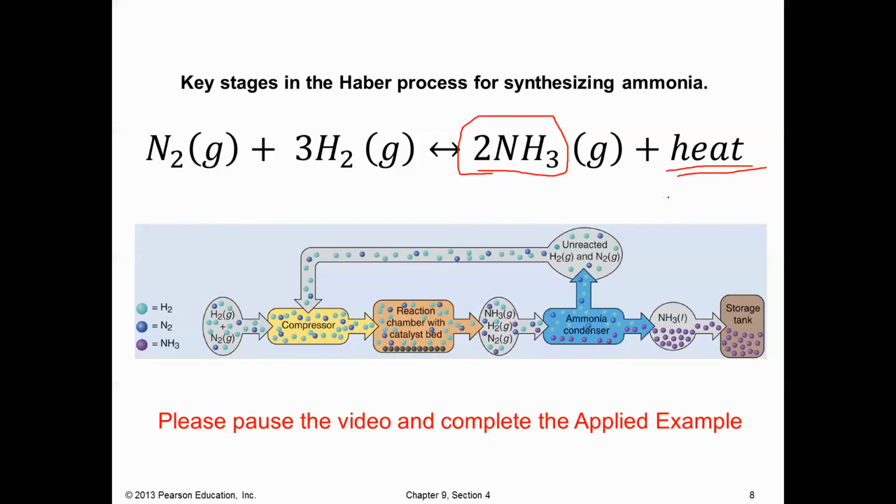Additionally, if we look at this reaction, we have 4 moles of gas on the left side, and on the right side we have 2 moles of gas. And so what that means is that we're going to want to run this reaction under high pressure, because theoretically, the higher the pressure, the better the yield of ammonia is going to be.